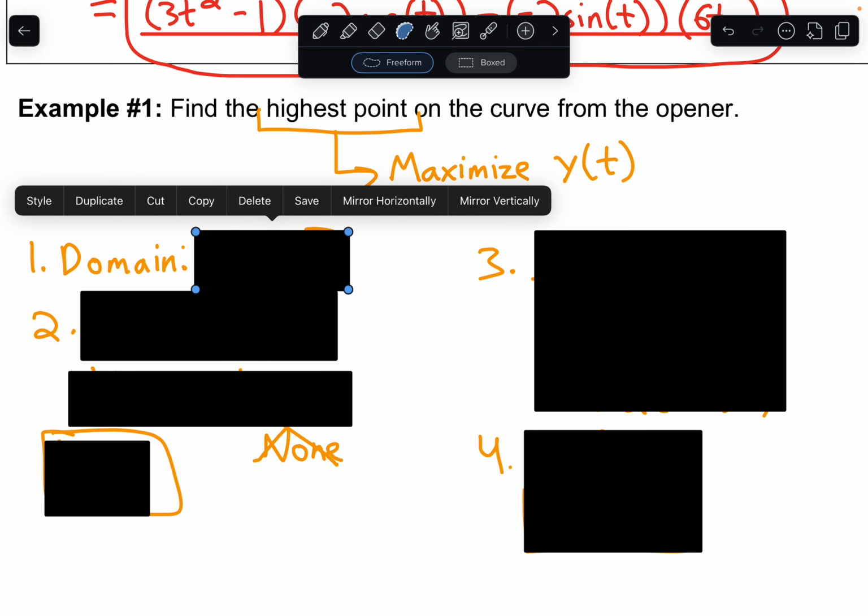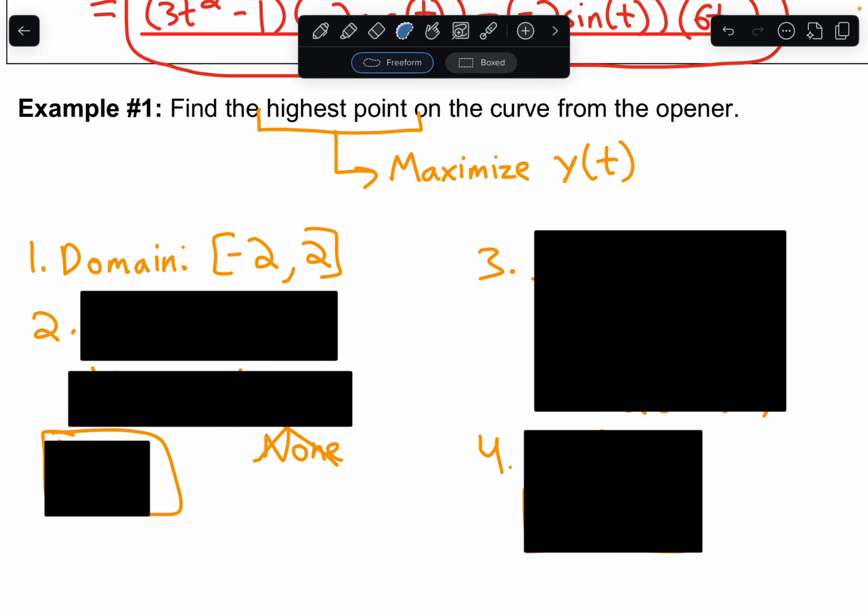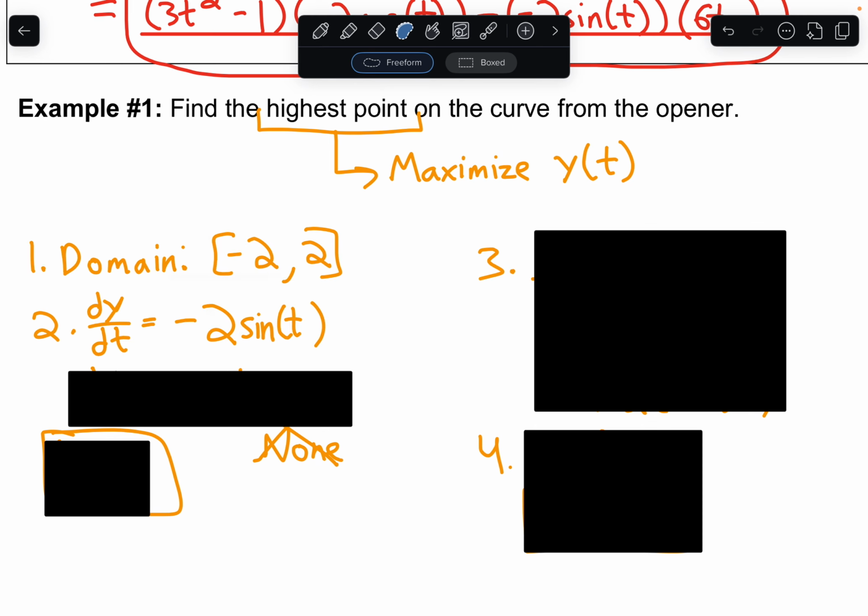Step 1, what's your domain of t? Well, we're given bounds, negative 2 to 2. And again, this matters because, remember, we have to make sure our critical numbers fall into this range. Step 2, take a derivative, dy dt. We already found it earlier, negative 2 sine of t.